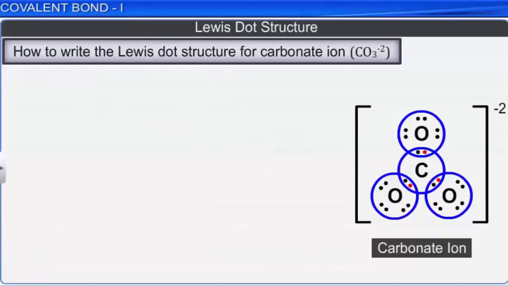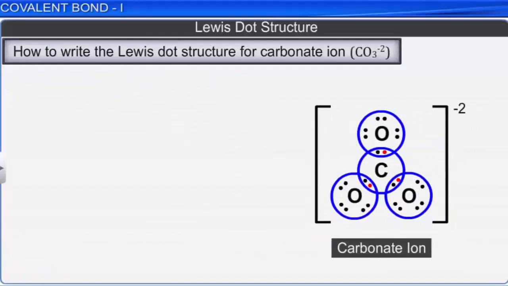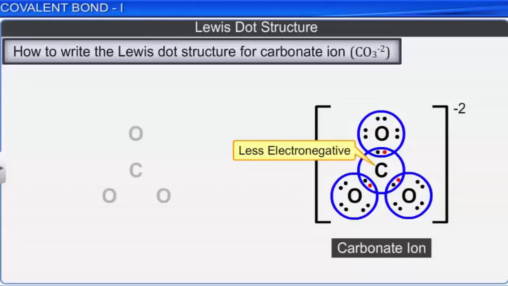In the carbonate ion, as carbon is less electronegative, it is placed at the center, whereas 3 oxygen atoms are placed around it at the terminal positions. The skeletal structure of the carbonate ion is as shown.